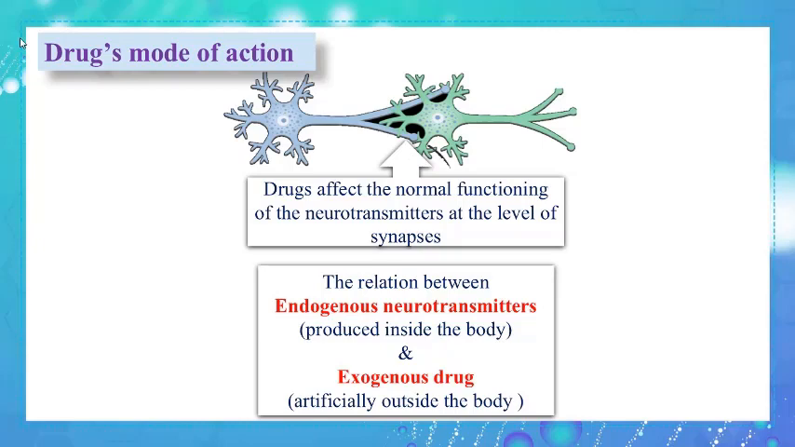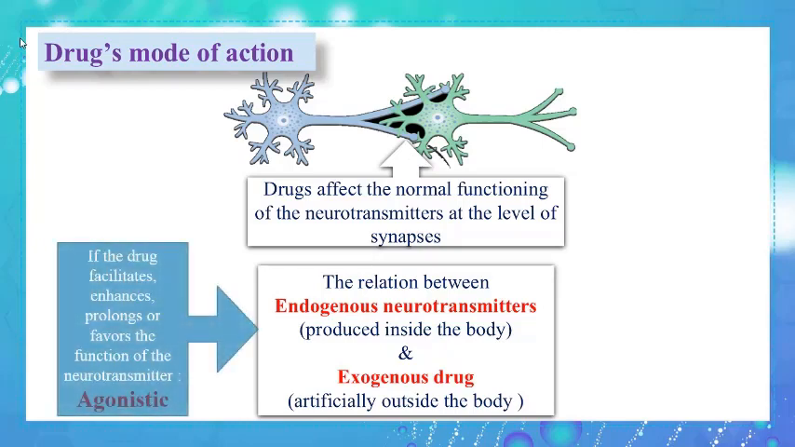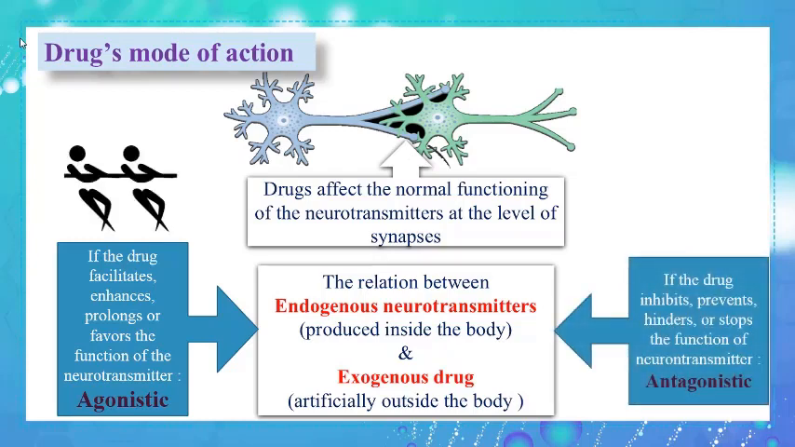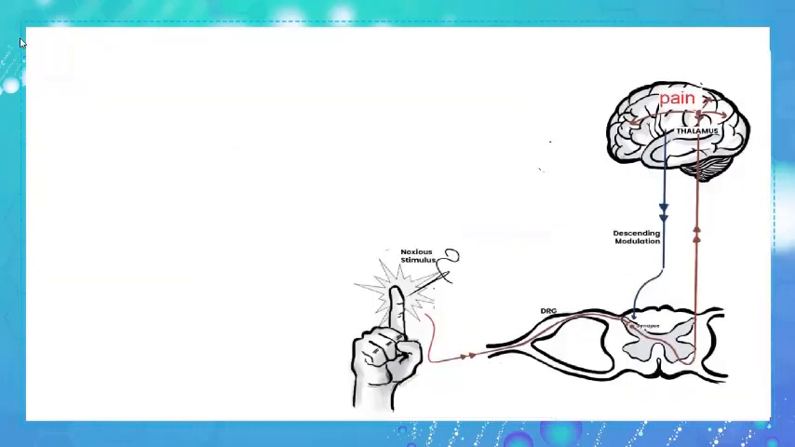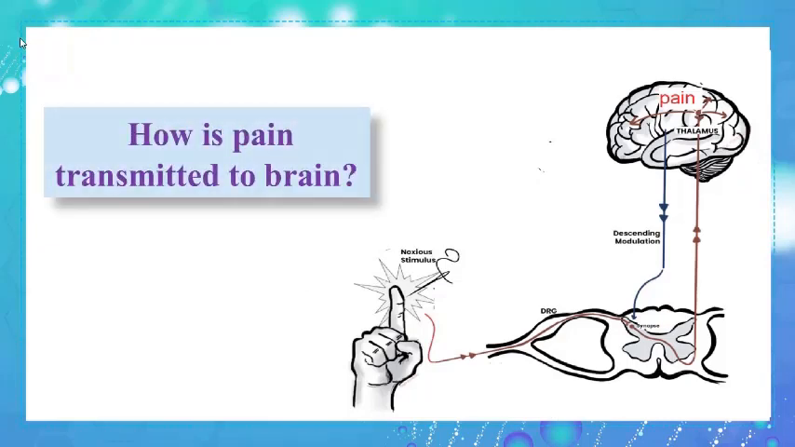If a neurotransmitter function is enhanced by the drug, then both the drug and the neurotransmitter are agonistic substances, while if the neurotransmitter function is inhibited or blocked by the drug, then both the drug and the neurotransmitter are antagonistic substances. Now, here's the big question: how is pain transmitted to the brain?